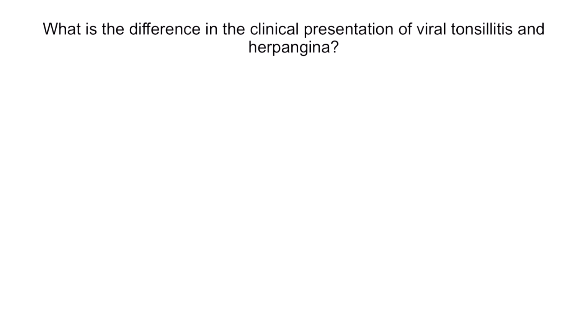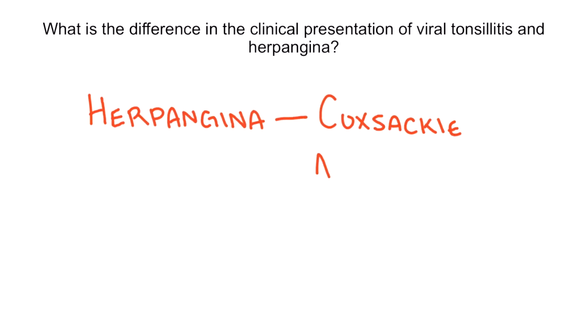All right, let's try another question. What is the difference in the clinical presentation of viral tonsillitis and herpangina? Herpangina is an oropharyngeal infection caused by Coxsackie A virus. Similar to tonsillitis, it may also present with a fever, sore throat, and odynophagia. Unlike tonsillitis, it will also lead to vesicles or small ulcerations on the tonsils, soft palate, and uvula.